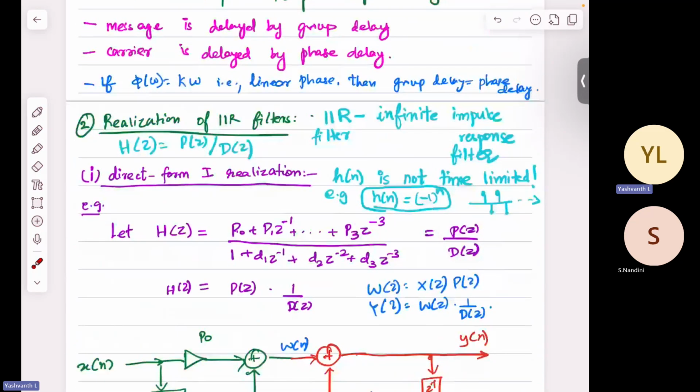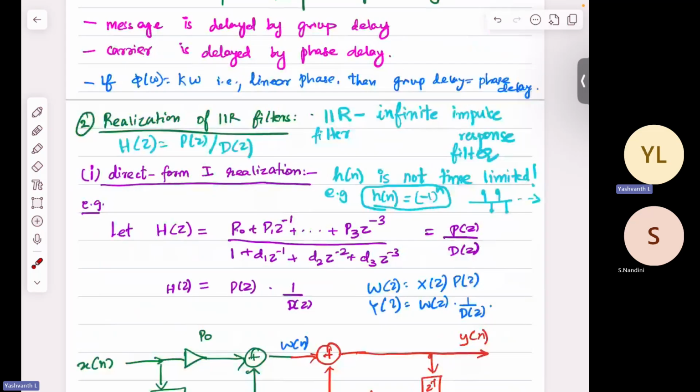Next, the rest of the session was on realization of IIR filters. That is, if I give you an impulse response, let's say I want to design a filter, and I know the filter is characterized by its own impulse response. Then the question is, how do I implement such a filter? That is, what should I do physically? How can I implement it? That is what is called realization.